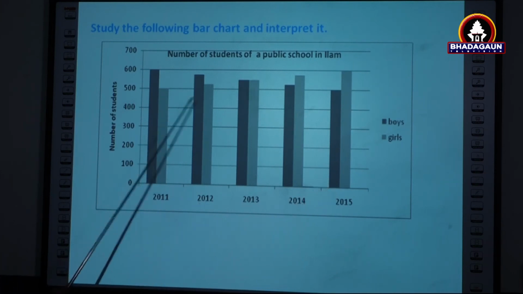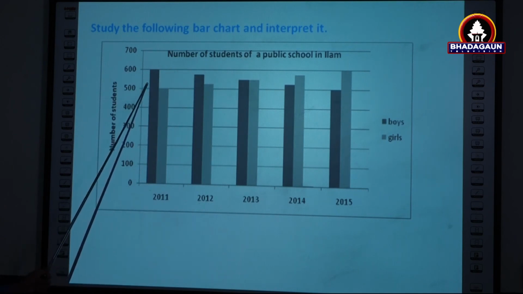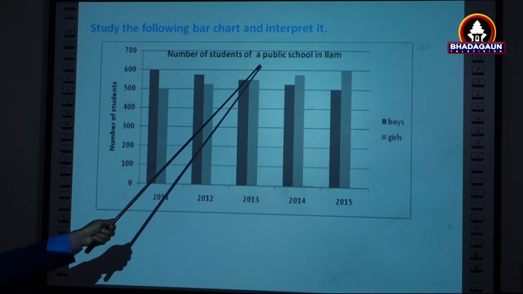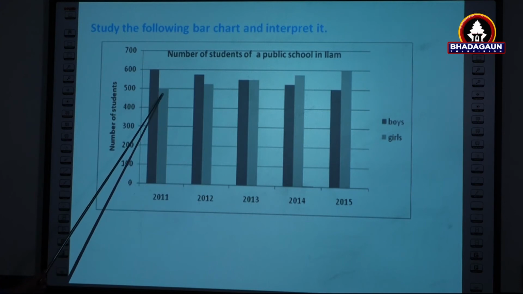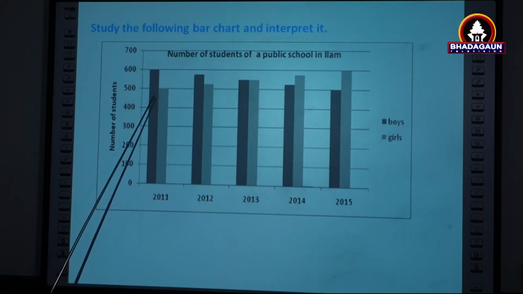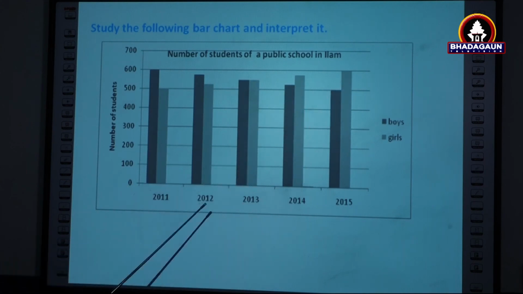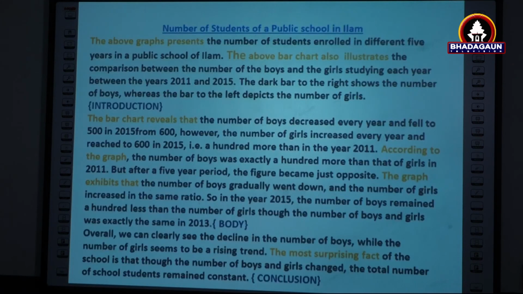Second paragraph, according to the bar chart, in 2011, 600 boys were enrolled, whereas only 500 girls were enrolled in that school. Total, how many? 600 plus 500, 1100, right? Here is also the number of students. I think the total number of the students is constant perhaps, right? Yes, constant. Just the number of boys and girls is increasing and decreasing, but the total number is not increased, that is constant. So, based on this one, this is the answer, right?